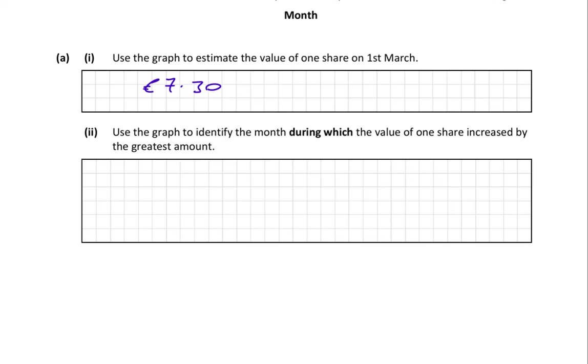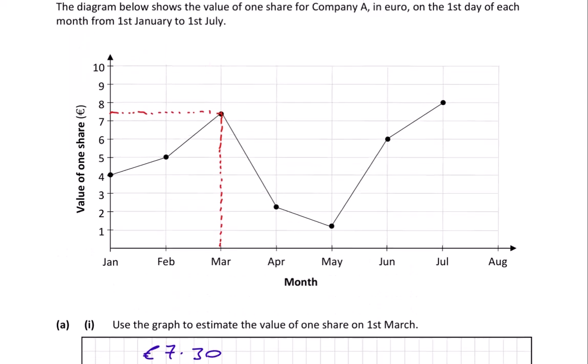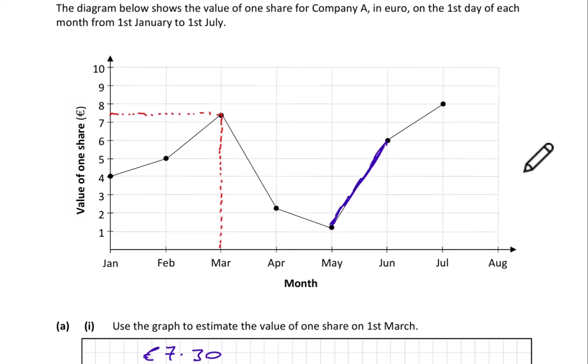Okay, next question. Use the graph to identify the month during which the value of one share increased by the greatest amount. Okay, so if we look at the graph here, we need a line between 2 points that has the greatest slope. So we can see here, this part here, the line has the greatest slope. It's the steepest line. I'm going to say here between May and June, because it has the greatest slope.